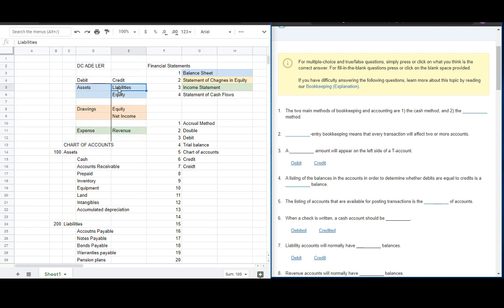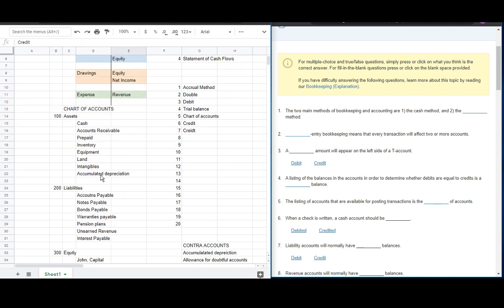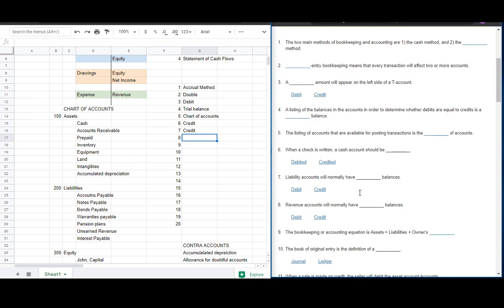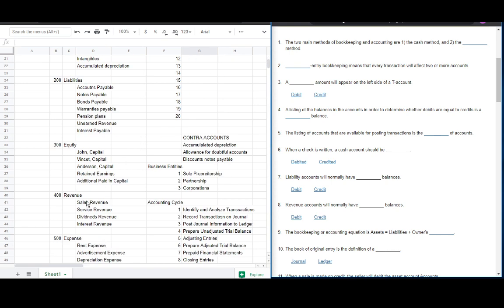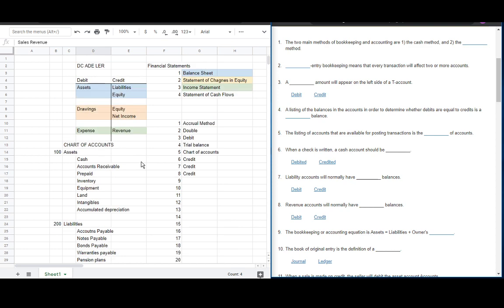Number 7, the liability accounts will normally have a credit balance. Here, all liabilities have a credit balance, so all of these accounts have a credit balance. Number 8, the revenue accounts will normally have a credit balance. What are the different kinds of revenues? We have sales revenue, service, dividends, and interest.